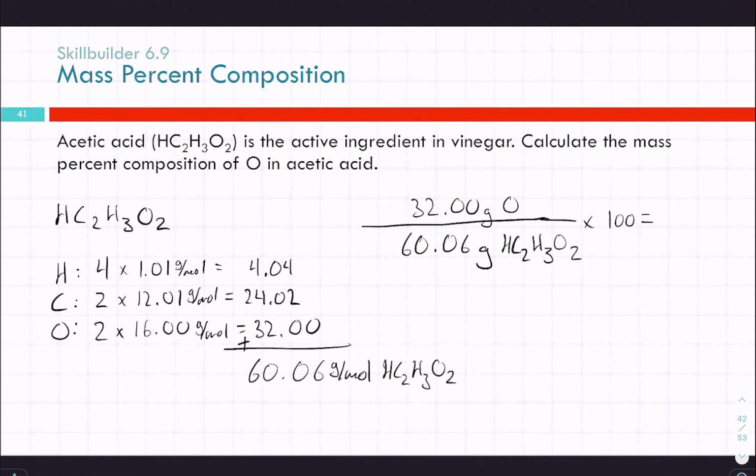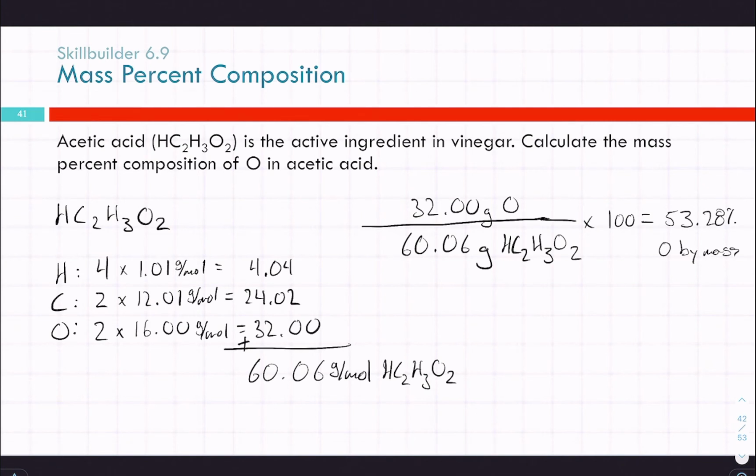32 divided by 60.06 times 100. So we have 4 sig figs. 53.28%, and this should be oxygen by mass. Because you can also do things by volume, but we're not doing that here. So it's important to write by mass. So you could do this for any compound. If you know the whole formula, you could do this for any compound, right?